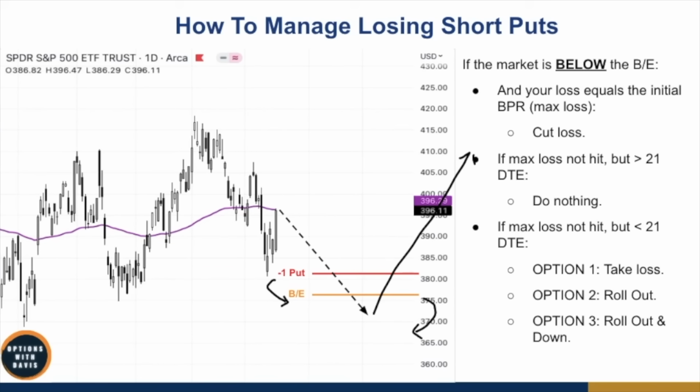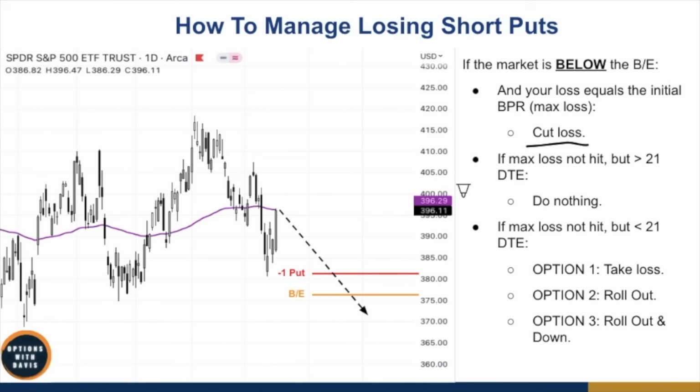So let's just have a very quick summary of what we just went through. So first things first, if the market has not breached your short put strike or your break even, depending on which one you choose, then there's nothing to do, right? Next thing is, if it has breached your put option or your break even point and it has reached your maximum loss, then you need to cut loss, right? There's no point for you to try and wait and see, because it could get even worse. So the best is to take your loss, move on to the next trade.